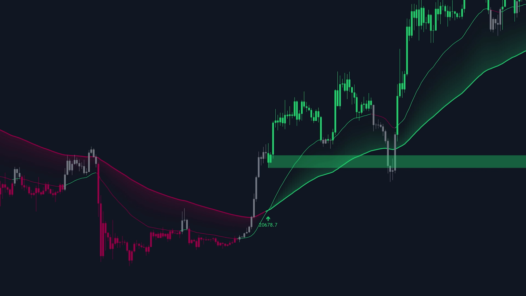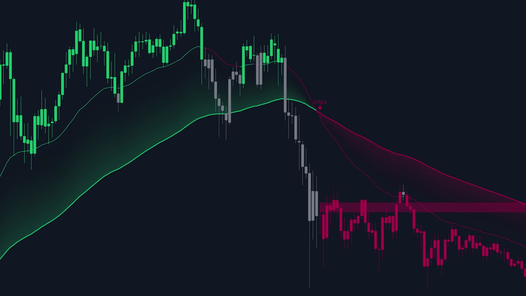First, the indicator uses two lines, the slow Kalman line and the fast Kalman line. The slow line is thicker, while the fast line is thinner. When the fast line crosses above the slow line, the indicator highlights a green box on the chart. This green box represents a potential support zone. On the other hand, when the fast line crosses below the slow line, the indicator marks a red box, which indicates a potential resistance zone.